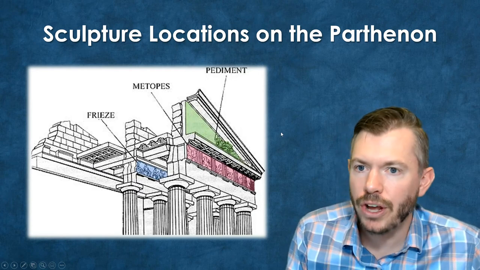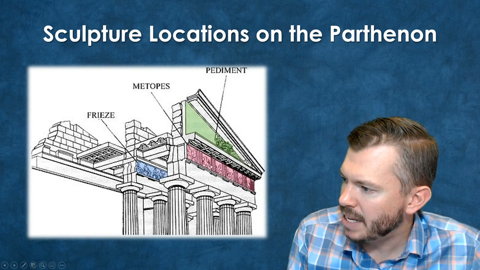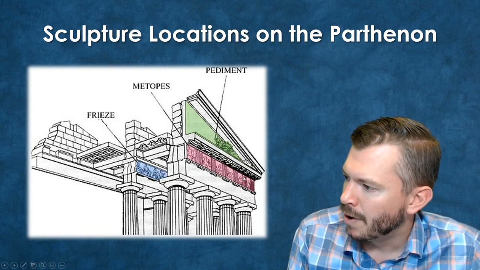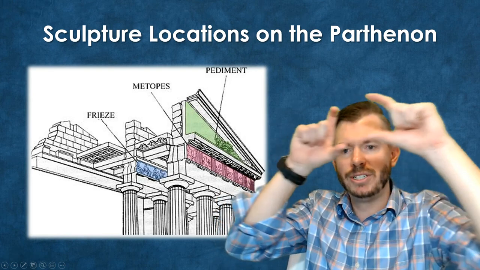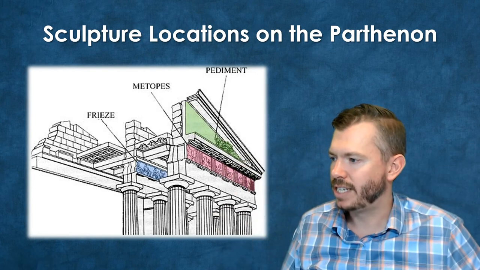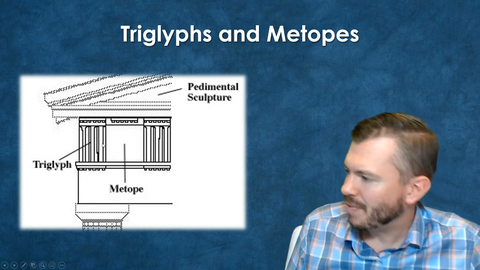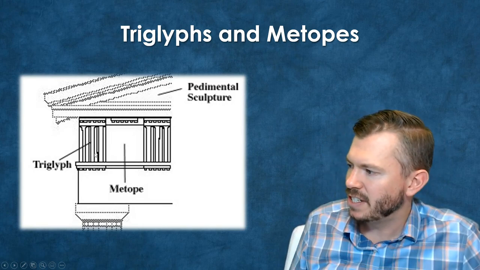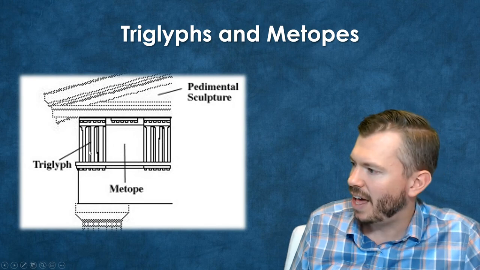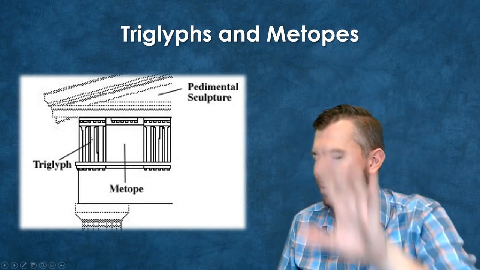All right, so now we're going to talk about the metopes, okay? And the metopes are this in pink right here. These would have been sculptures that are seen as you move around the outside of the temple. And it comes from these two words. We have triglyphs. Triglyphs are these things going up and down, where you get three lines coming up and down.